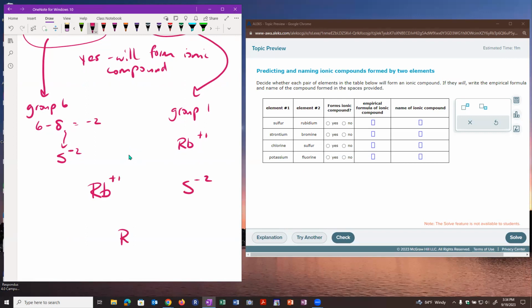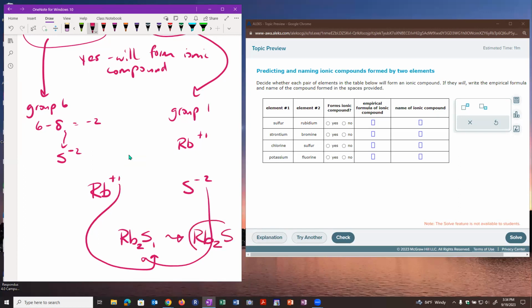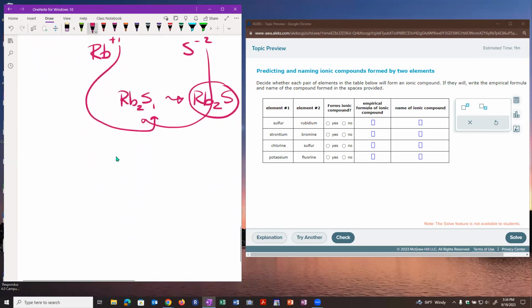And then I combine them, Rb S, and we just do a cross charge. So the 1 on the rubidium becomes the subscript on the sulfur. The 2 on the sulfur becomes a subscript on the rubidium. So we clean it up. We end up with Rb2S as your empirical formula. We need to name this. Okay, so we name it as we see it. First name is Rb, which is rubidium. And then sulfur as a last name is going to be sulfide with a D.